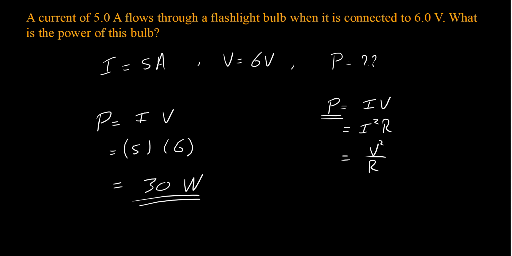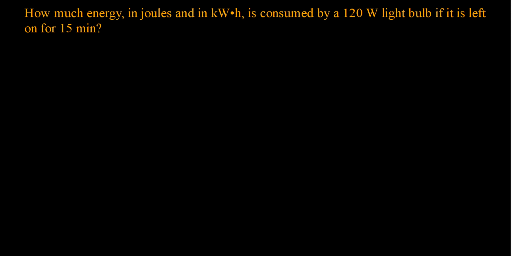Okay, now let's move to another example. In this example here, how much energy in joules and in kilowatt hour is consumed by a 120 watt light bulb if it's left on for 15 minutes. Okay, so it's the same question. It's how much energy has been consumed or used by this light bulb for a certain time. But we need to do the calculation once in the ordinary unit of the energy, which is joule. And we're going to convert that to the energy unit or the electric energy unit kilowatt hour.